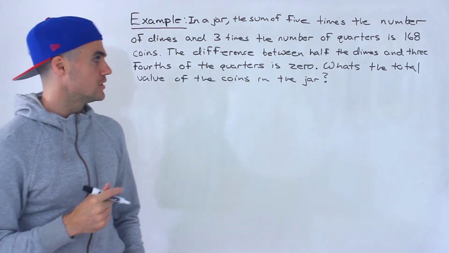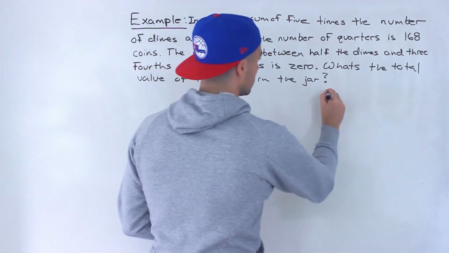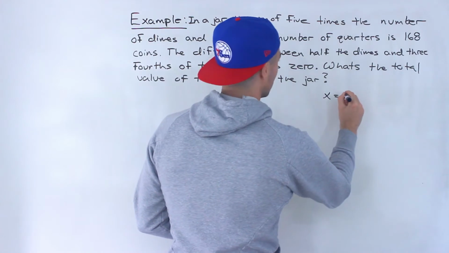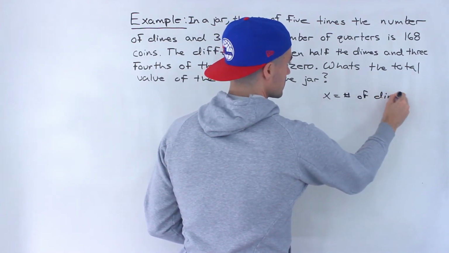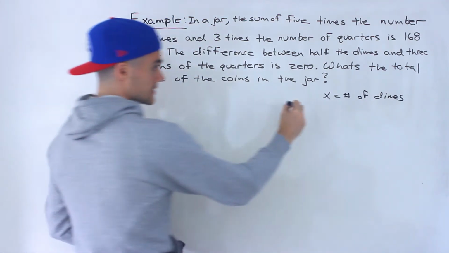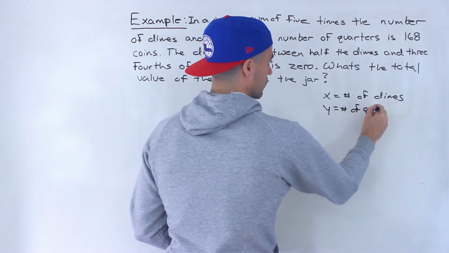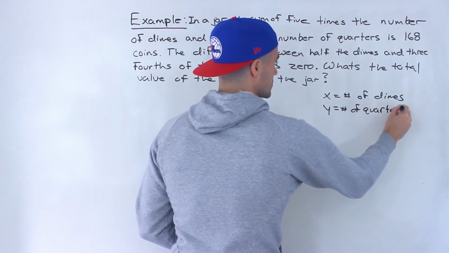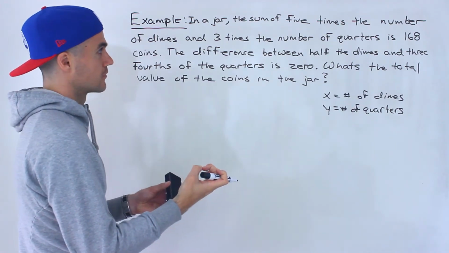So what I'm going to do, introduce two variables. So I'm going to let x equal the number of dimes in the jar. So this jar has dimes and quarters. Y is going to be the number of quarters. So this is the number of the actual coins, not the value of them.